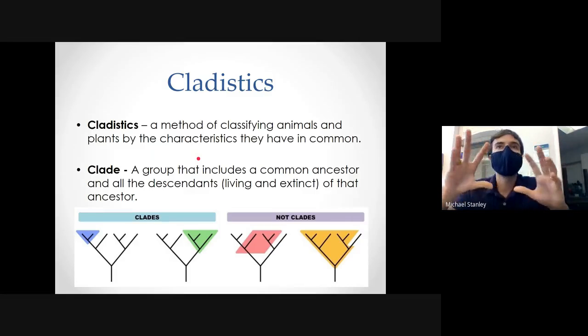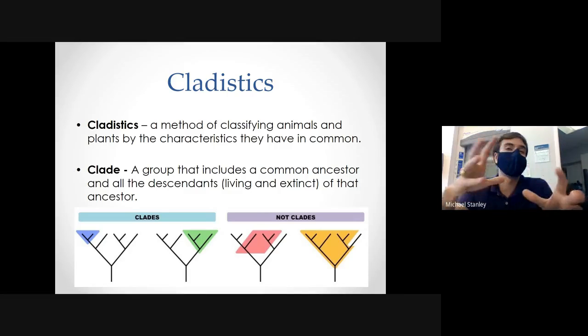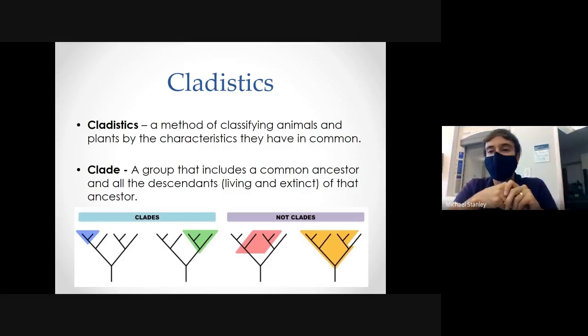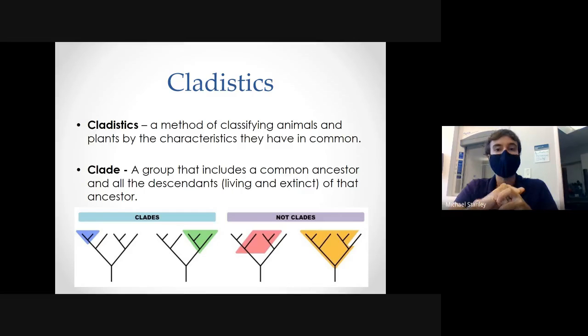All right, so there is a whole section of biology. There's a whole group of scientists whose entire job and entire goal it is to study how organisms are related to each other. So their whole goal is to try and figure out which organisms belong in which groups. So like what makes an organism being able to put into the cat group versus the dog group? What makes something a fern versus a flowering plant versus a tree? All of this type of study is called cladistics. So a method of classifying animals and plants by the characteristics they have in common.